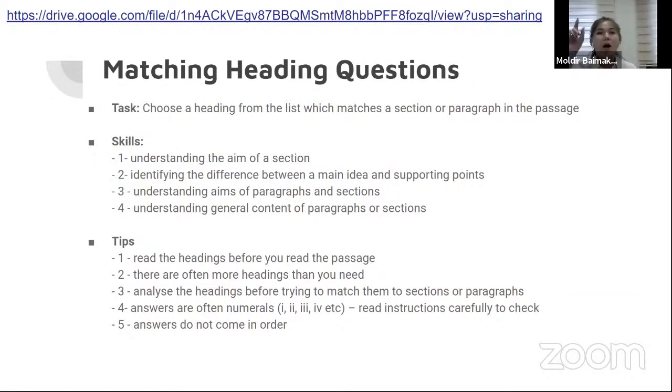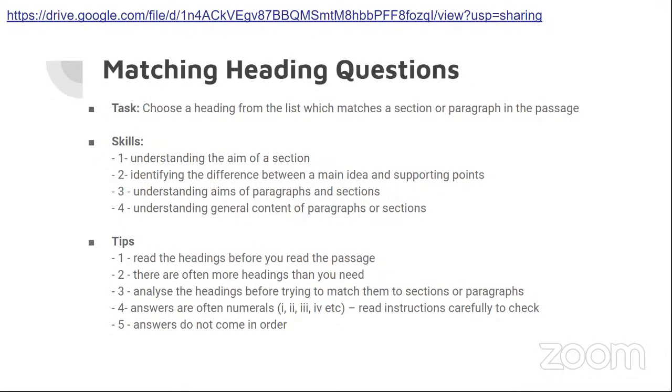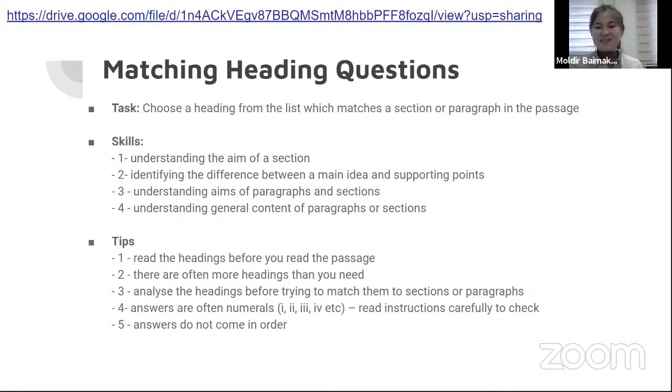So here, always try to ask why this argument, why they said this, why they used this sentence, why exactly this example. And ask why only in matching headings, please, because in other question types you will end up overthinking and over-analyzing, and that's why you will get confused. Okay, so here ask why.